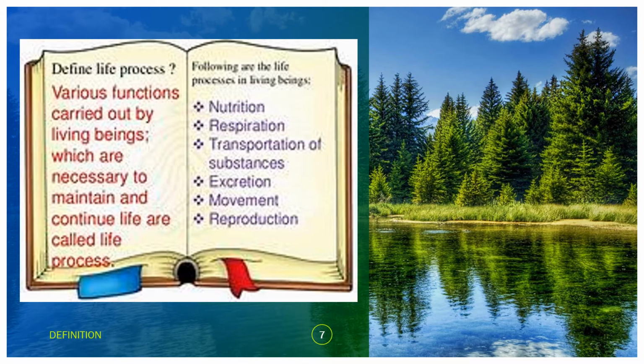Respiration is the process of taking oxygen and giving away carbon dioxide in case of human beings. Then transportation of substances is the function of circulatory system. Excretion is done for the removal of toxic substances from our body. Movement is either voluntary or involuntary movement. Reproduction means the ability to produce the offspring similar to oneself. So these are some of the basic life processes.